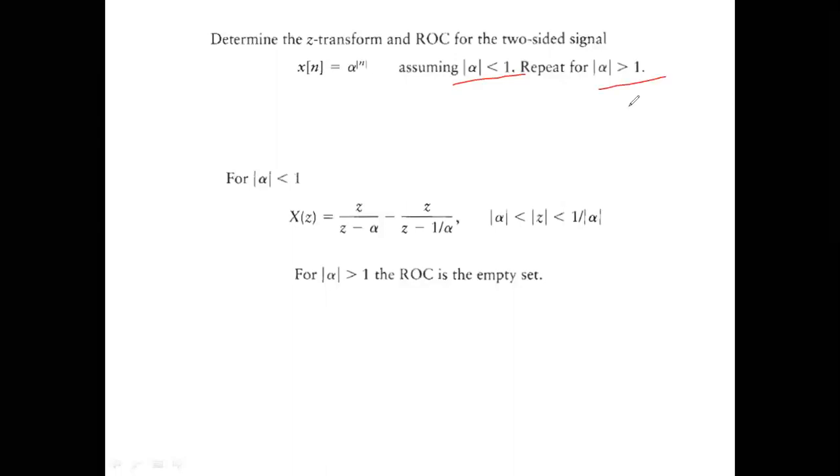So this alpha to the power magnitude n thing, if alpha is less than 1, then what's going to happen? For the positive side, it's a decaying exponential. And for the negative side also, it's a decaying exponential. Fine, it's a tent. It turned out to be a tent here.